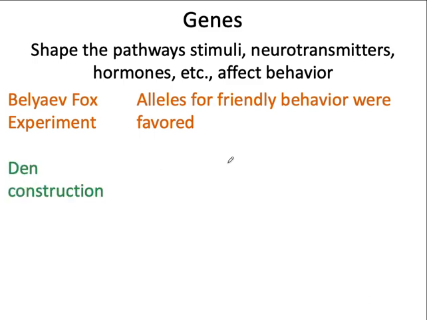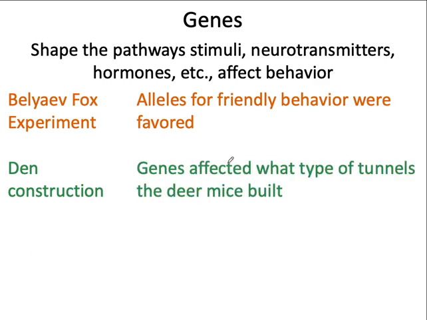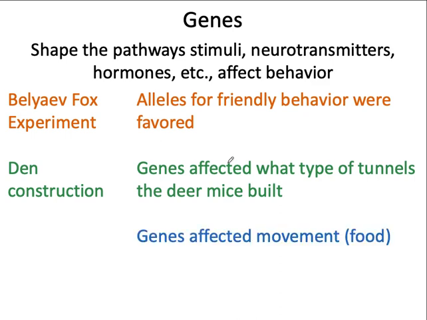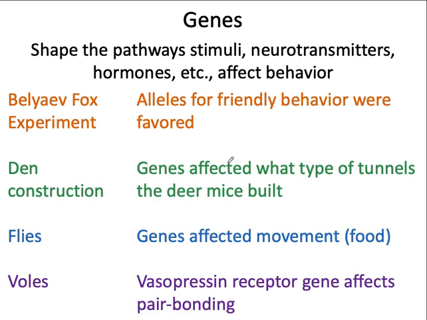We talked about the example of den construction in mice, and we learned that genes influence the type and the length of the escape tunnels that deer mice built. We talked about a gene that influences movement, right? The rovers and the sitters in the fruit flies. And finally, we talked about vasopressin receptor genes that affect pair bonding behavior in the social and mating systems of voles, right? Whether they were more monogamous or more polygamous.